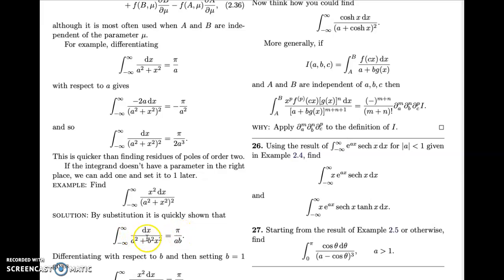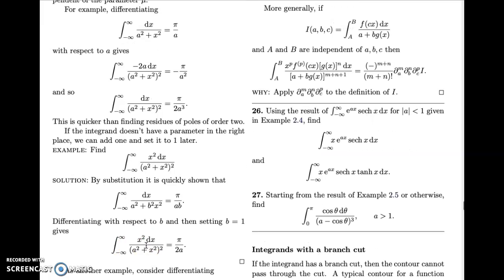Then we can differentiate both sides with respect to b, differentiating inside the integral with respect to b. We end up with 2bx squared upstairs, and we'll have this lot squared downstairs with a minus sign, and differentiating with respect to b, we get a minus, and then all we do is set b equal to 1, and the minus signs cancel, and we get this answer here.